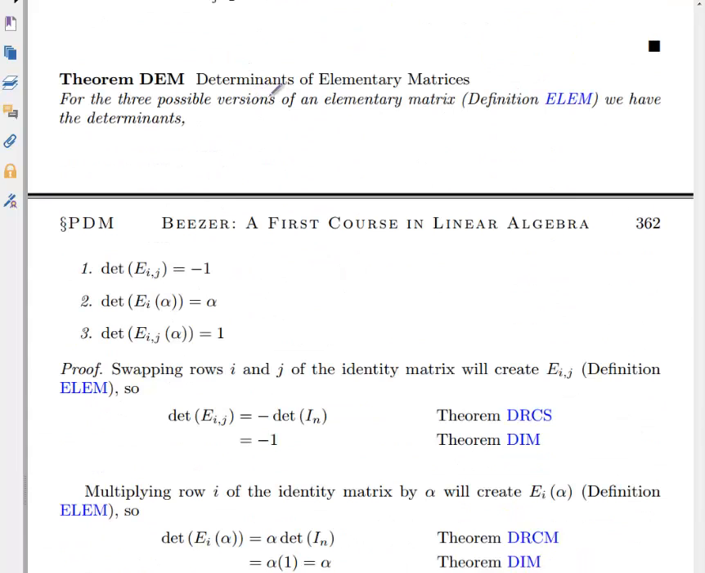The next theorem is the determinant of elementary matrices. Remember that the elementary matrices were obtained from the identity matrix by elementary row operations. So the determinant of the elementary matrix for row swapping is -1. And the reason is that we saw already that when you swap 2 rows of a matrix, you multiply the determinant by -1. So if you take the identity matrix, which has determinant 1, and then swap 2 rows, the determinant is going to be -1.